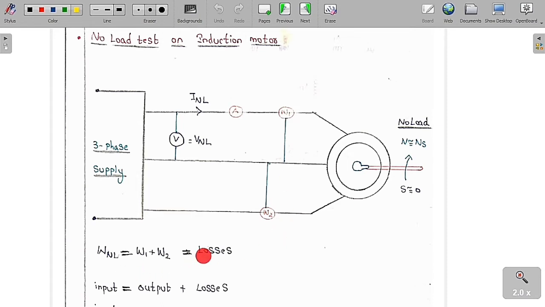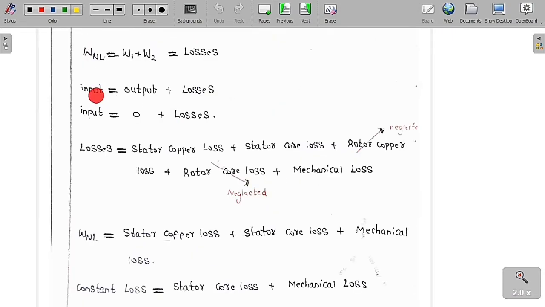W1 plus W2. See, there is no useful work done, no useful power. So definitely this power is wasted in terms of losses. Whatever power is taken is losses in this motor, because there is no useful work done, or no useful power is used. Therefore the total power consumed by this induction motor at no load condition, W1 plus W2, is equal to losses. Whatever the input power is, it is basically output plus losses, and as there is no useful work done, the output power is equal to 0. So the input power should be equal to losses.